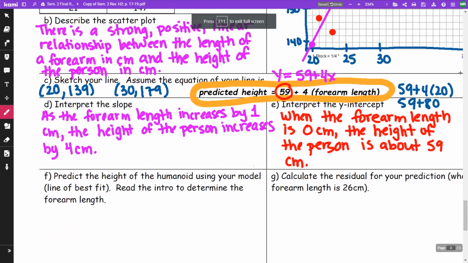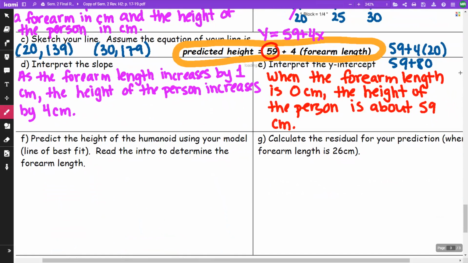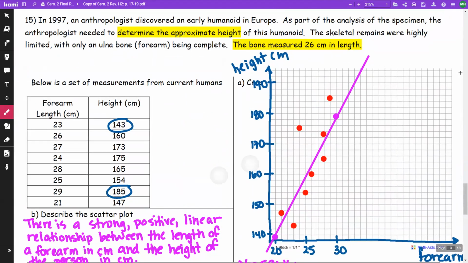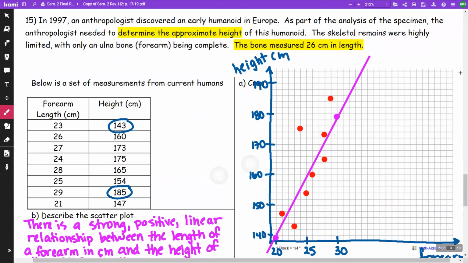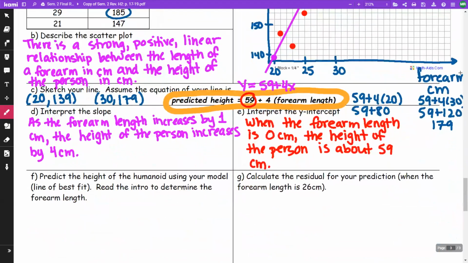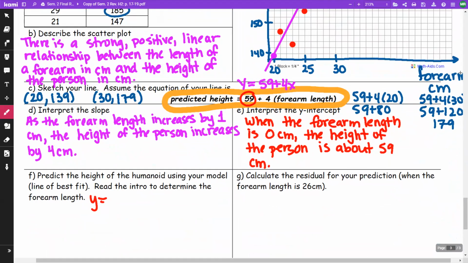Now, when we are predicting the height of the humanoid using the model line of best fit, we are trying to predict when they have their forearm bone length at 26 centimeters. It's in the highlighted yellow. So we're going to plug 26 into the equation. The equation was y equals 59 plus 4x. So we're going to go 59 plus 4 times 26.